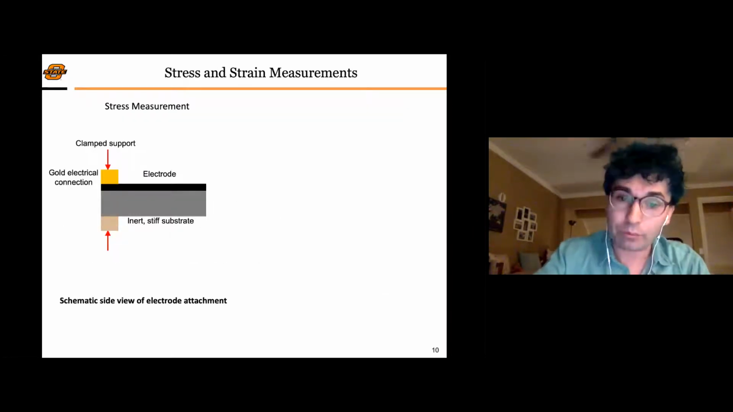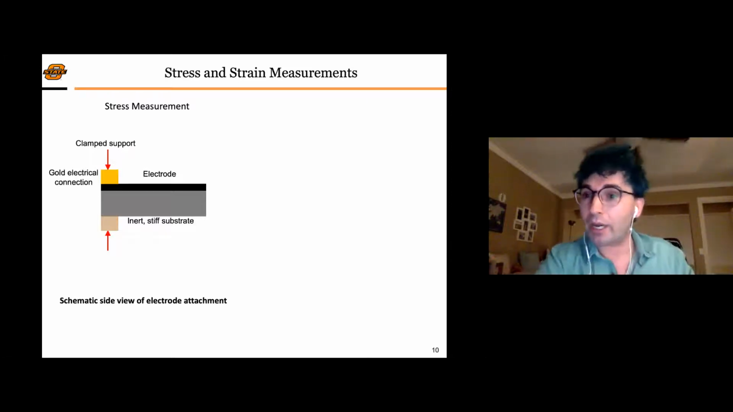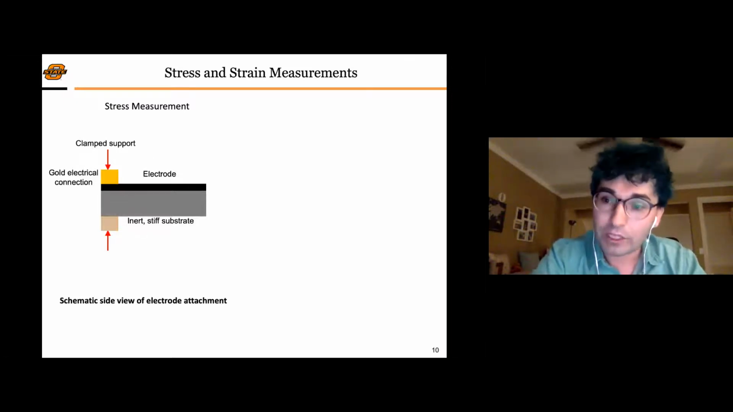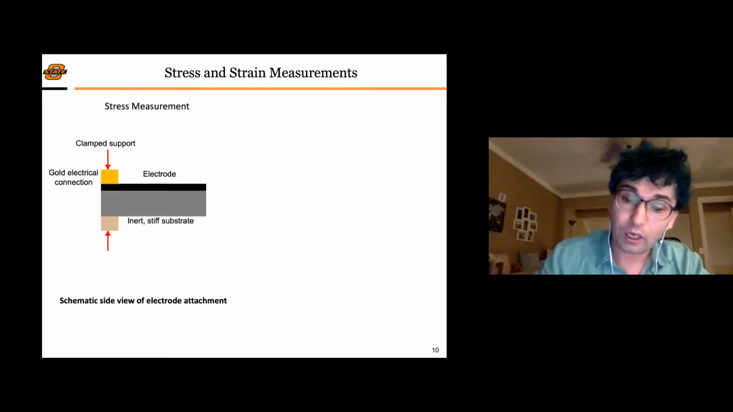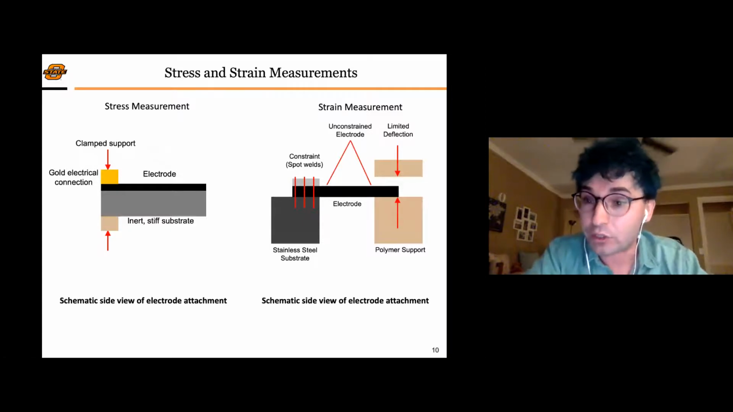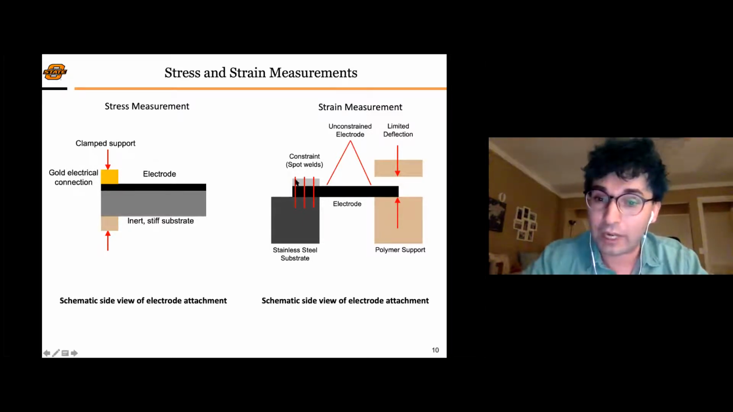So stress measurements are performed by growing or decorating the stiff substrates with the electrodes. So therefore, your electrode is constrained in nature. On the other hand, the strain measurements require freestanding electrodes where only one side of the electrode is spot welded for the electrical connection, and the measurements are compiled at the areas where the electrode is free to expand in all directions.